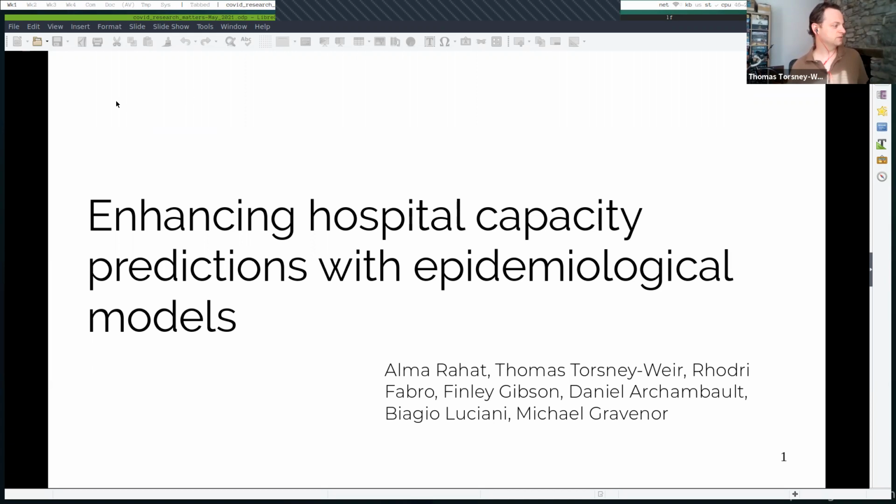So it's a big joint project, and it has a very long title, which doesn't fit on one line on the slide, called Enhancing Hospital Capacity Predictions with Epidemiological Models. And that's very fancy and technical.